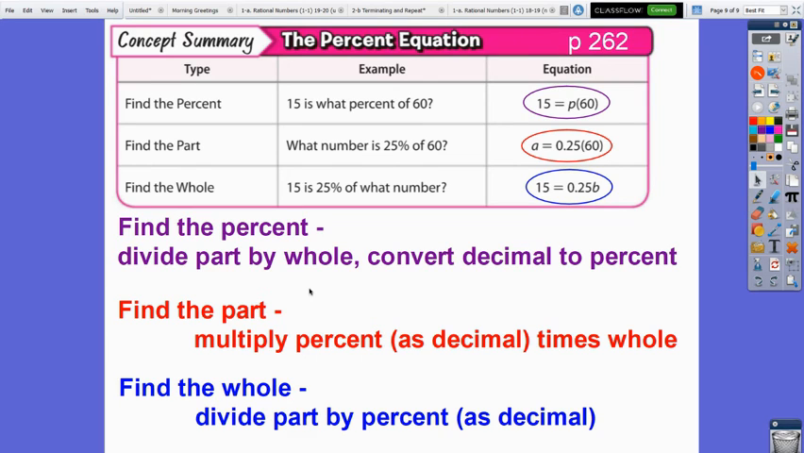The key in using these shortcuts, the percent equation, is that the percent is always, always, always written as the decimal form. Okay, you always use the decimal form of the percent when you are doing the percent equation. All right, so we'll do some practice on this stuff, and then next week we'll look at some real world examples of using percents.